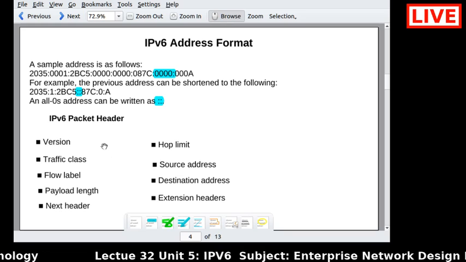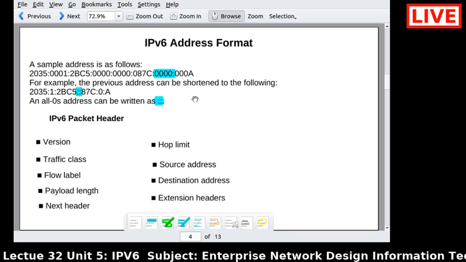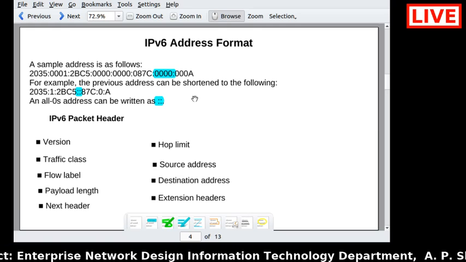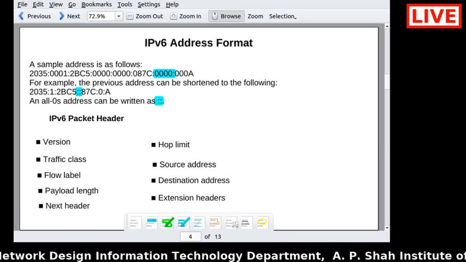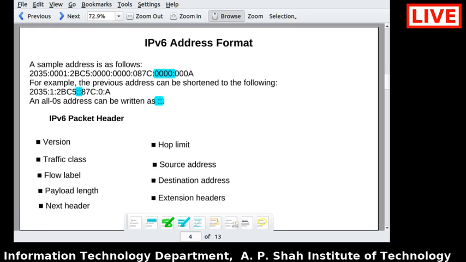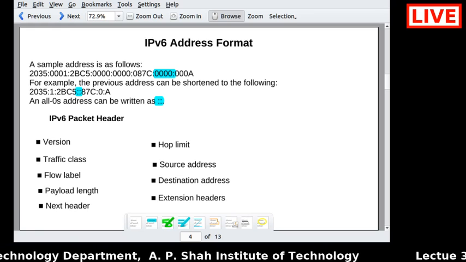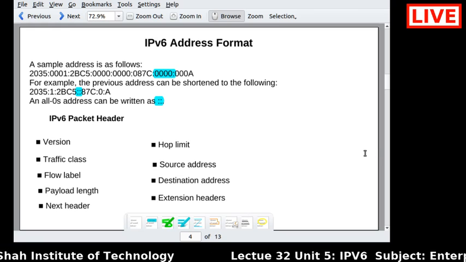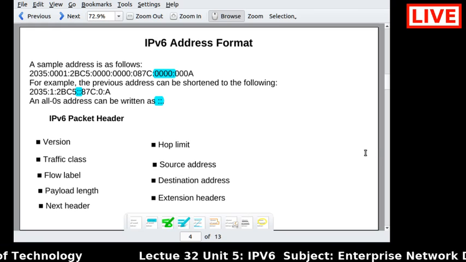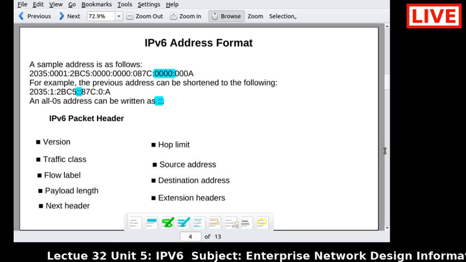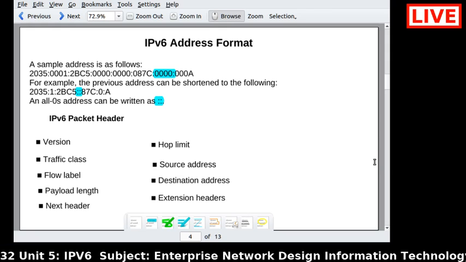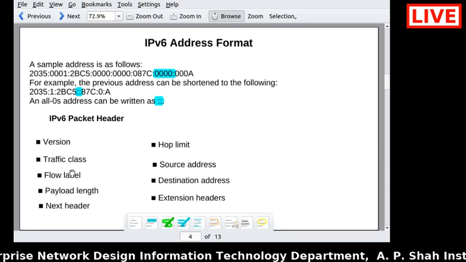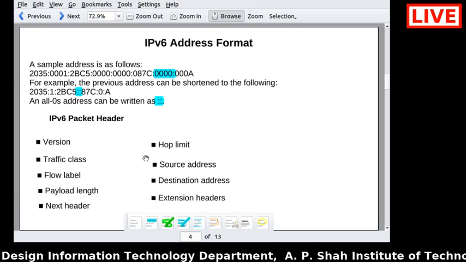IPv4 contains 12 header fields, right? The IPv4 header has a fixed size of 20 octets, and then the variable length option, which increases the size of that IPv4 header. If you see IPv6, it will be similar to the IPv4 basic header fields, but it requires other fields also. So these are some other header fields with respect to IPv6.